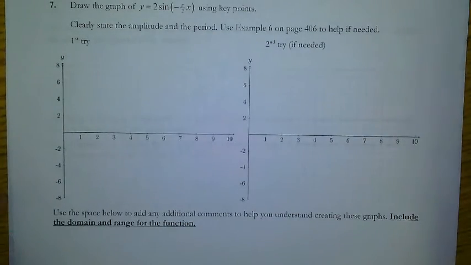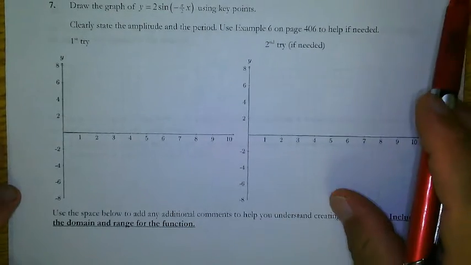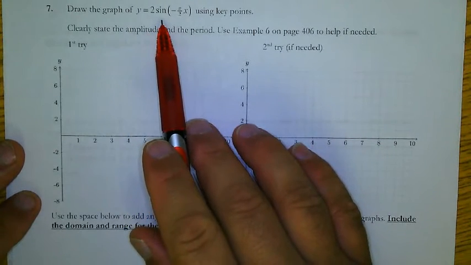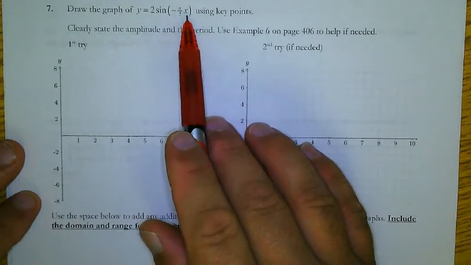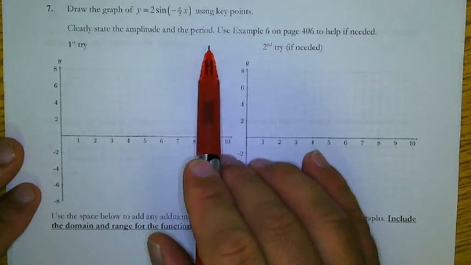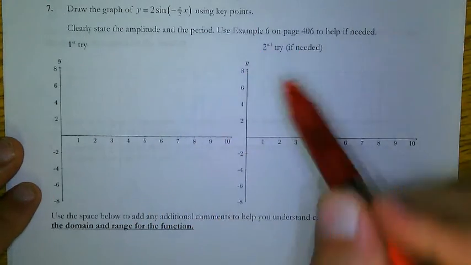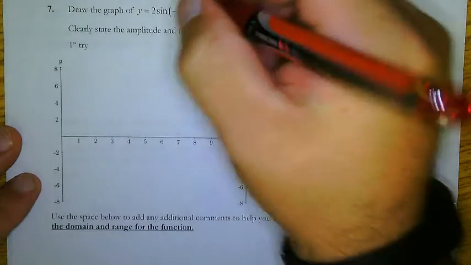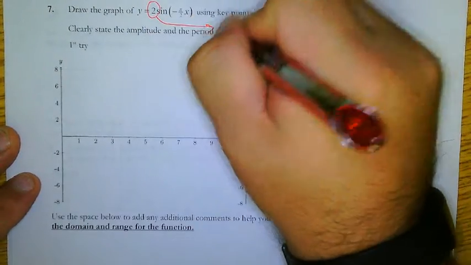Okay, our next graph's a little bit more complicated. It says, hey, draw the graph of y equals 2 sine negative pi over 2x using key points. Clearly state the amplitude and the period. Use example 6 on page 406 for help if needed. Okay. Well, we can look at this. We can see that that's a 2.